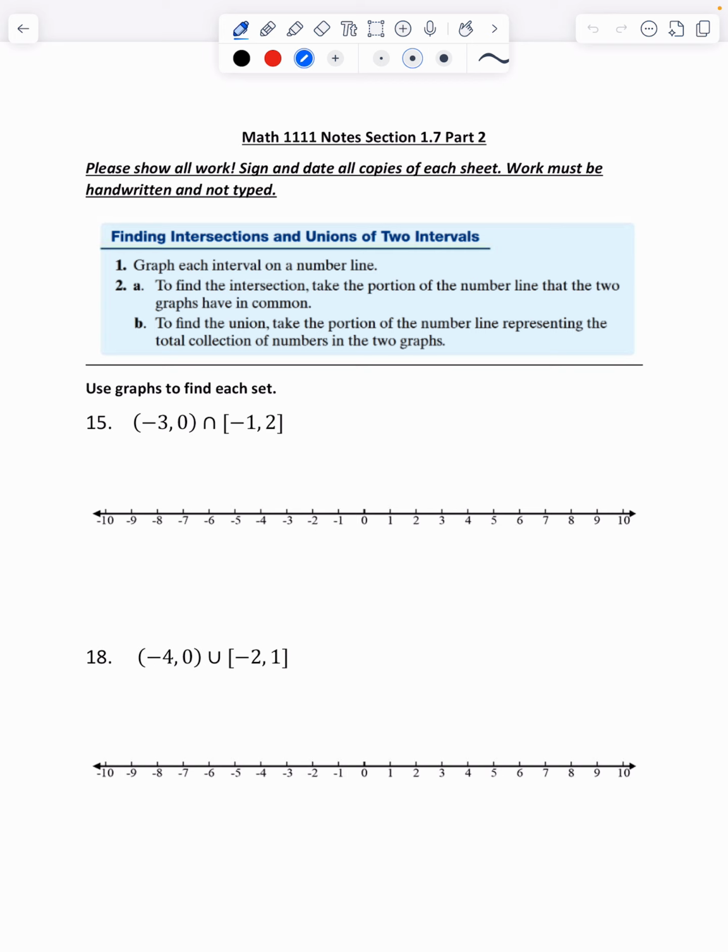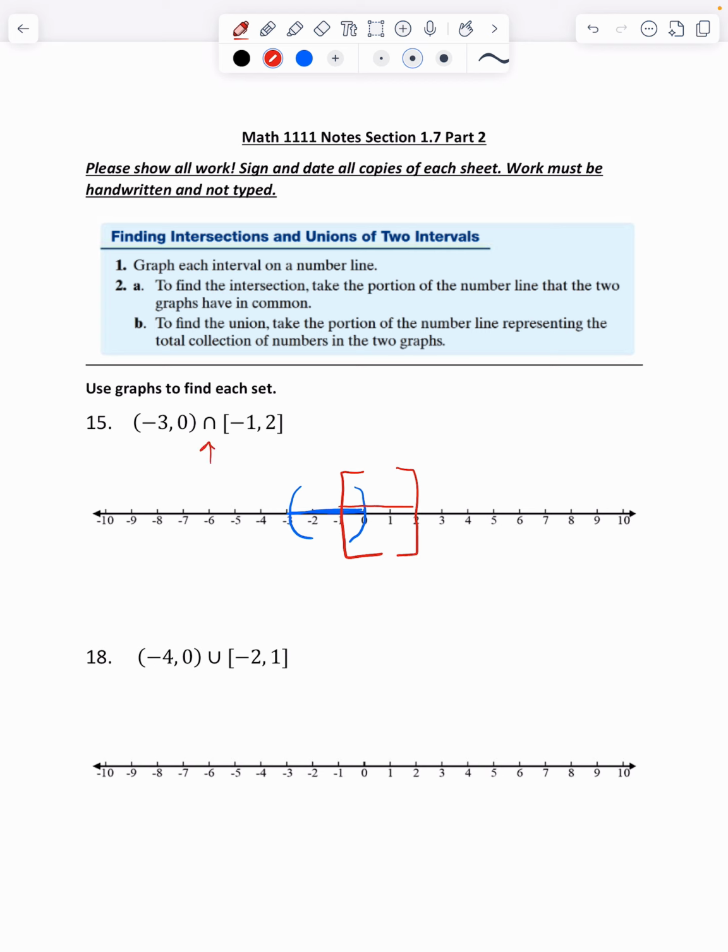15 says use the graphs to find each set. So we're going to graph the first interval. This says that I'm going to start at -3. It's a parentheses. And I'm going to go to 0. So the interval for the first set is graphed like this. The second set, I'm going to start at -1. And I'm going to go to +2. And it's a bracket.